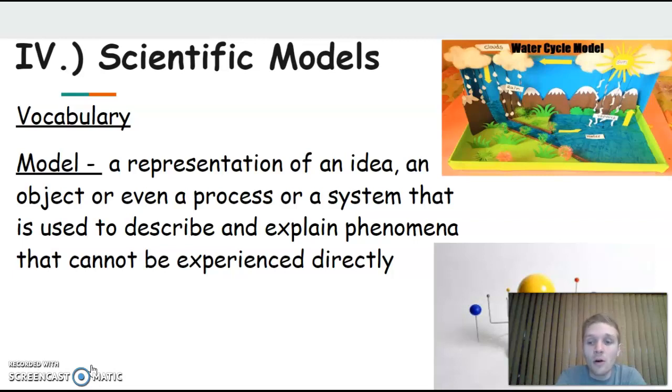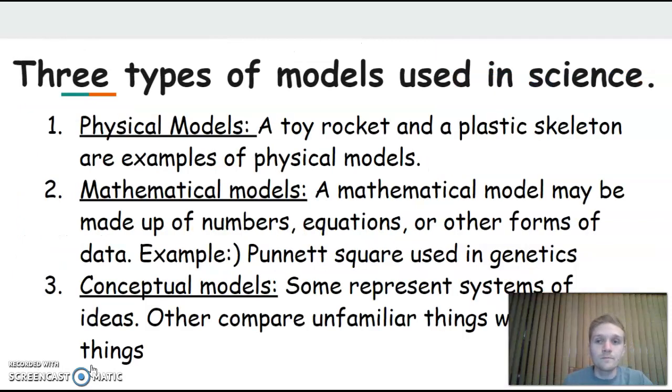Below that is a model of our solar system there. Obviously, we can't touch and hold all the planets, but we can create a model that'll help to represent our solar system as a whole. Right? There's three types of models that are used in science.